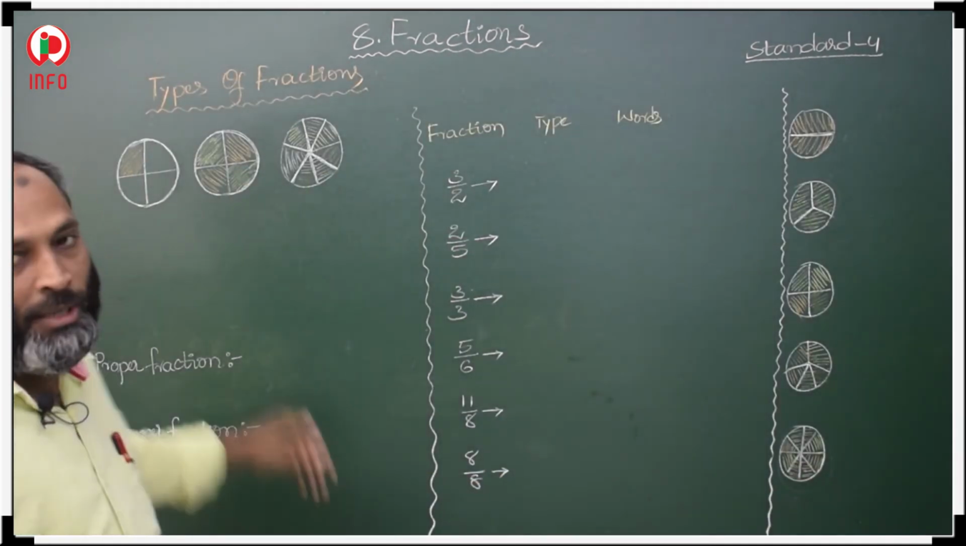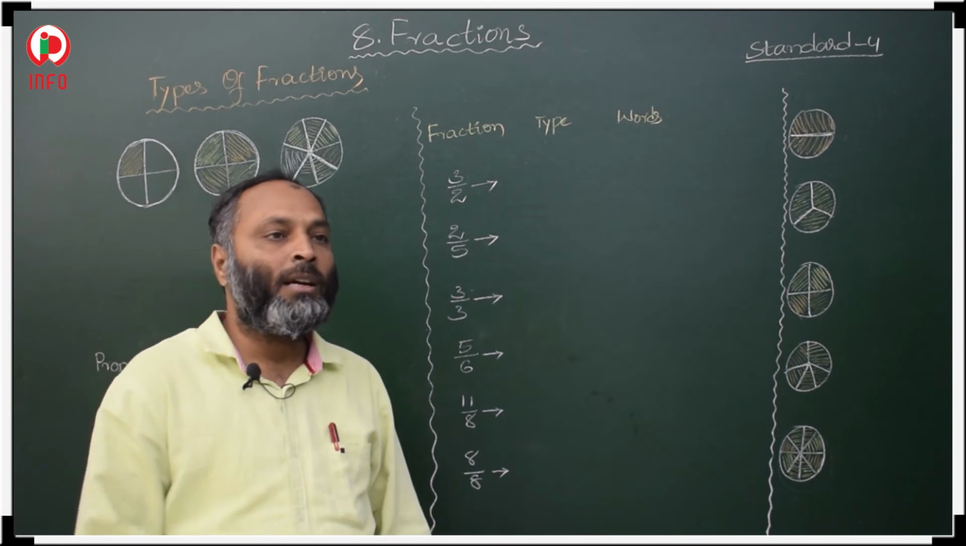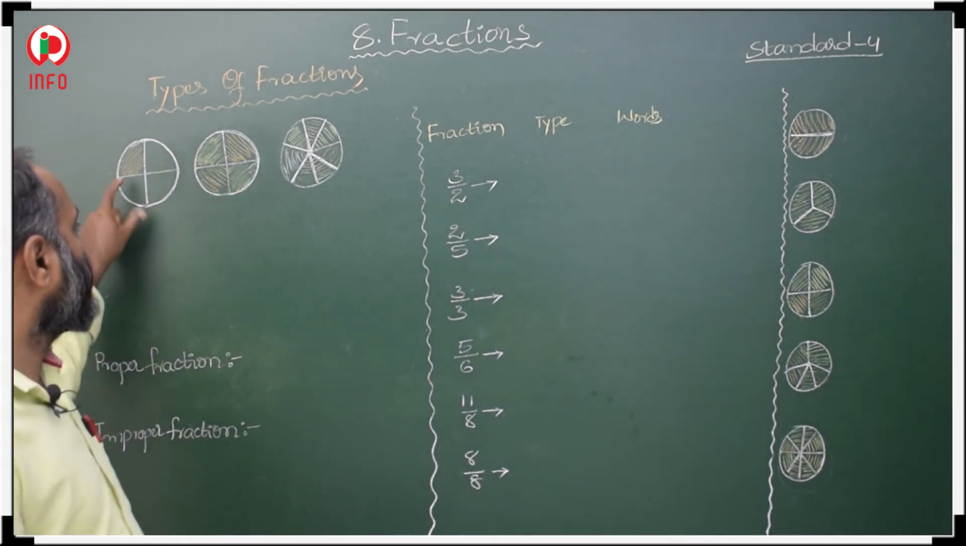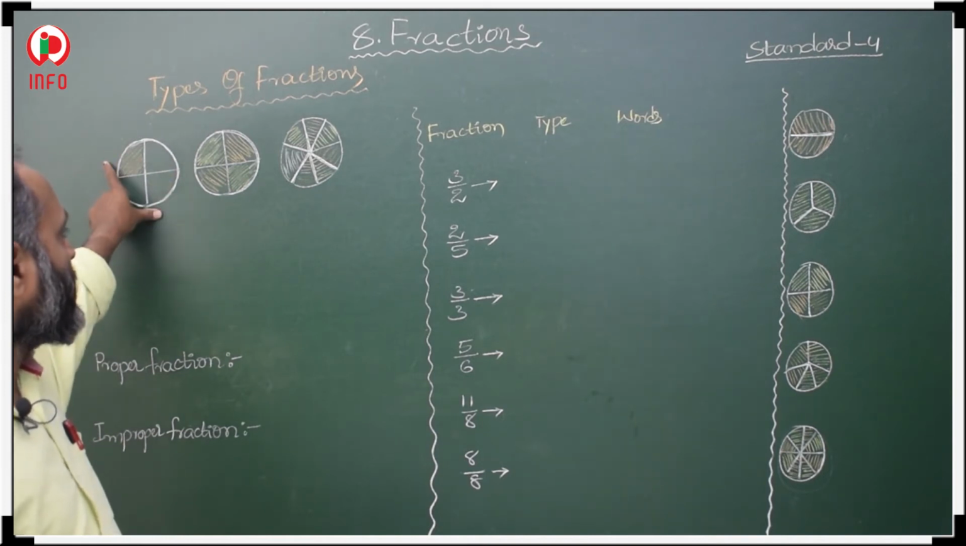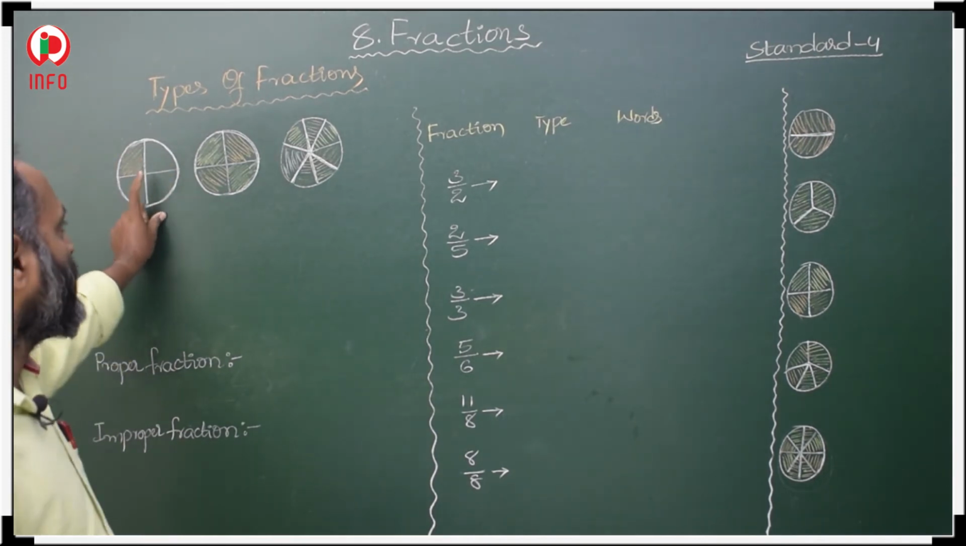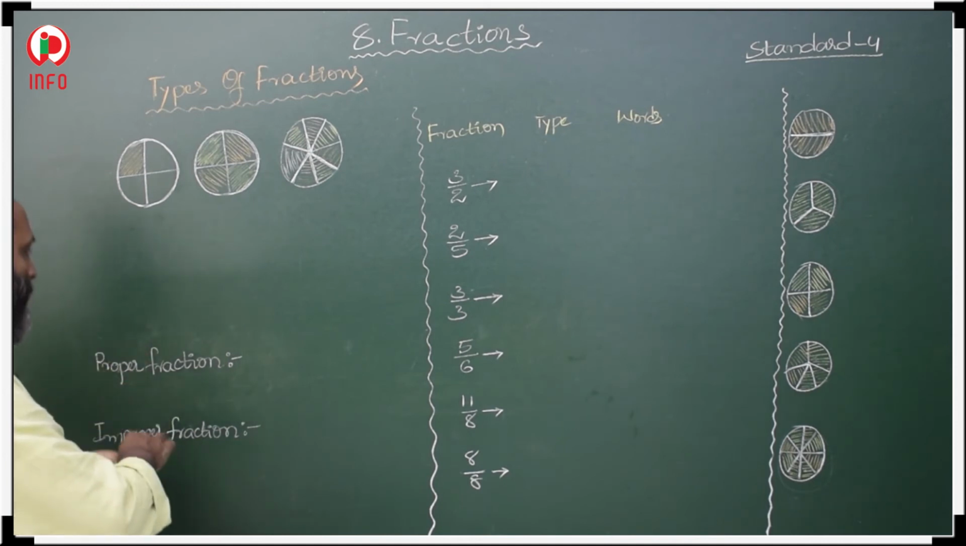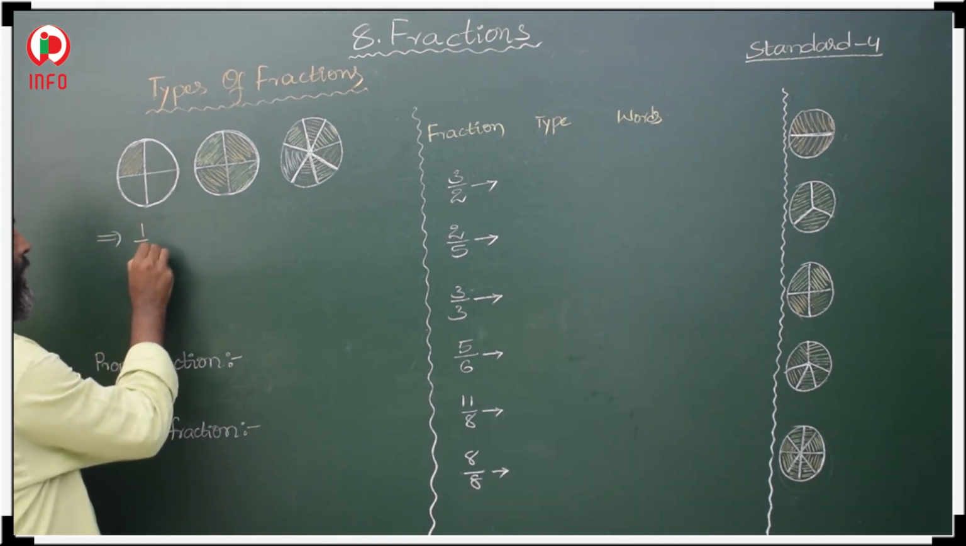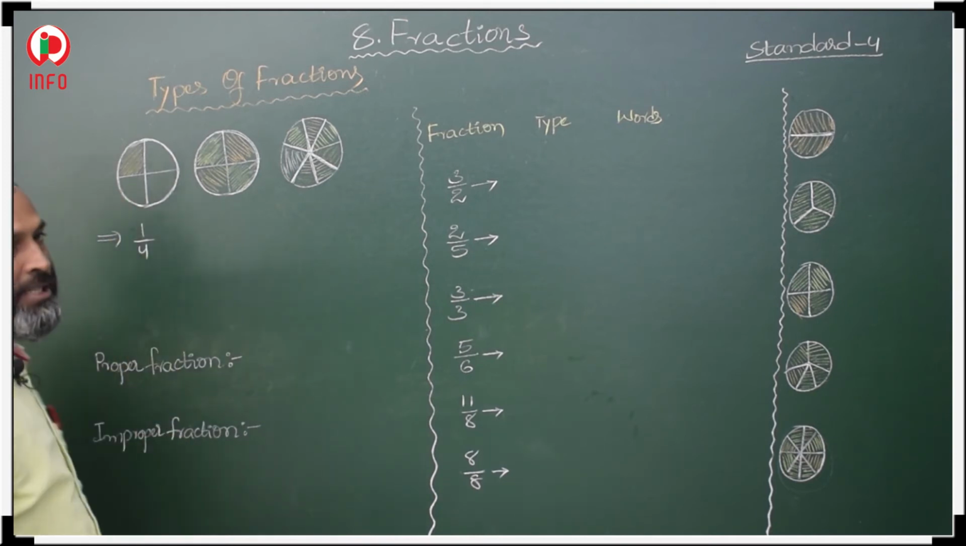Now, types of fractions. We are going to discuss types of fractions here. This is a complete circle. We divided this circle into 4 parts, and one part is shaded. Then how to represent this in fraction form? One part is shaded, so that is 1 by 4.